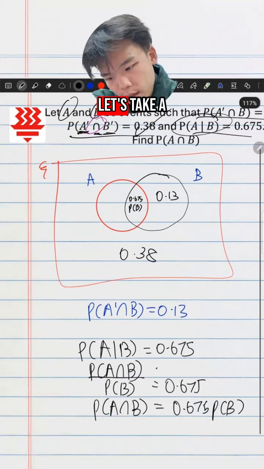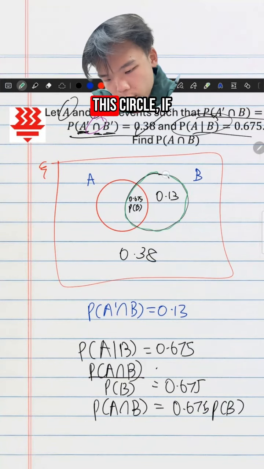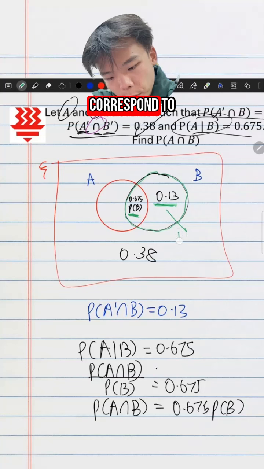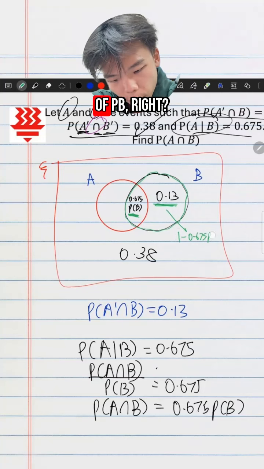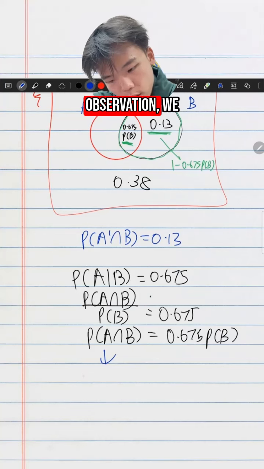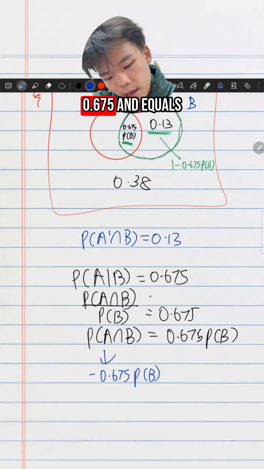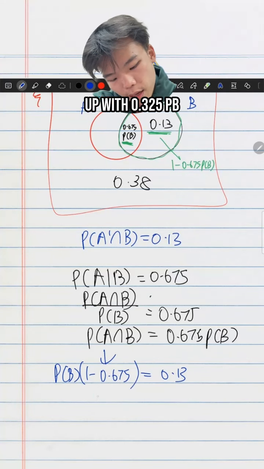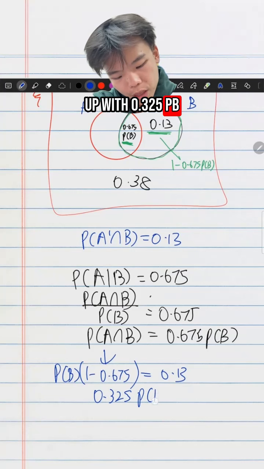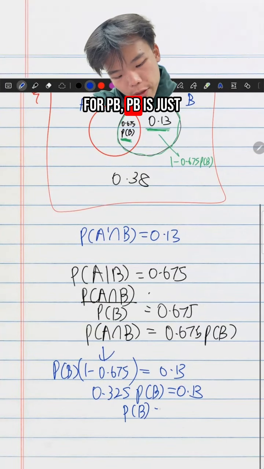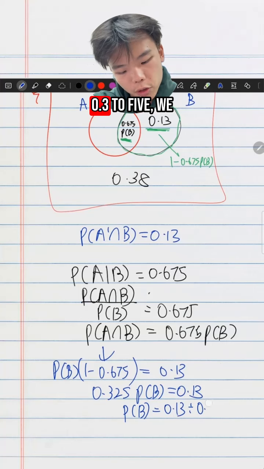Now, very interestingly, let's take a look at this circle over here. If this is 0.675 of P(B), that means this 0.13 has to correspond to 1 minus 0.675 of P(B). So if I were to come up with an equation just by observation, we have 1 minus 0.675 of P(B) equals 0.13. And we end up with 0.325 P(B) equals 0.13. Therefore, when we solve for P(B), it is just 0.13 divided by 0.325, and we actually get a value of 0.4.